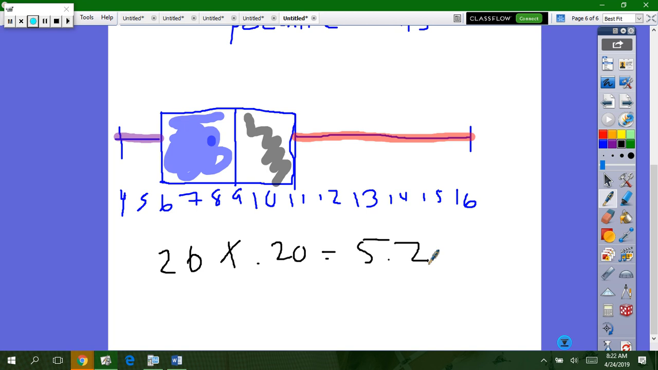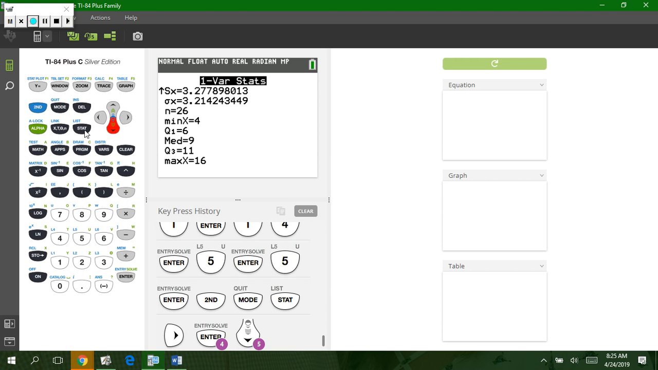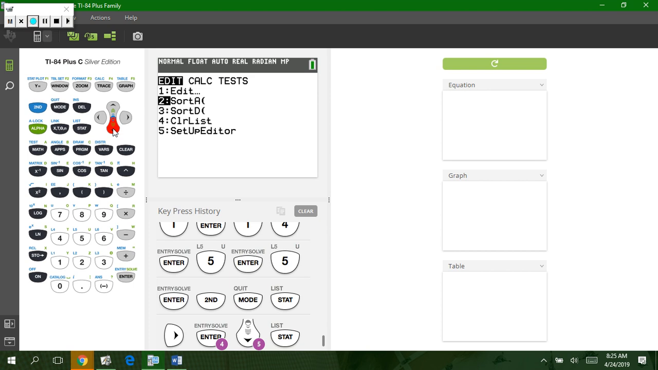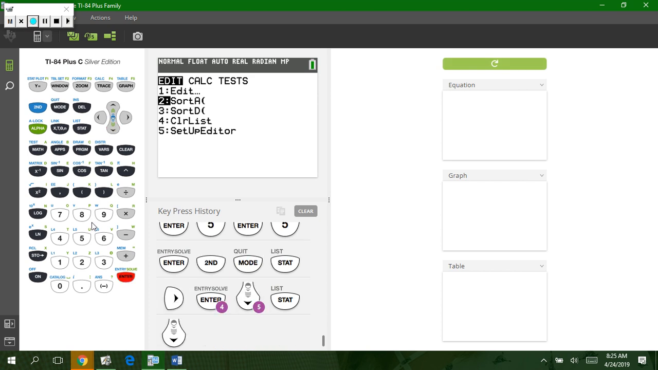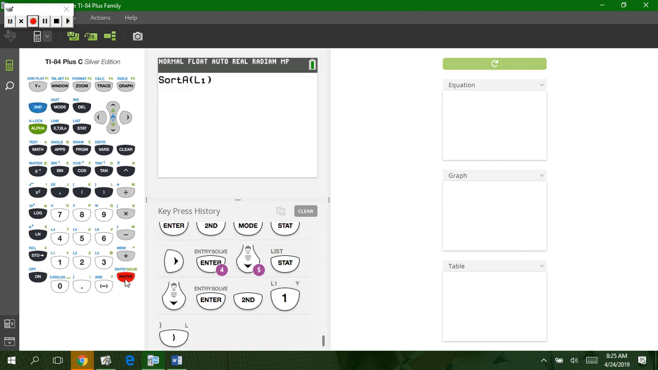Okay, 5.2. Is everybody with me on that? So I'm going to go back to my calculator, look at my stats, and go down and do sort ascending. What does that mean? Lowest to highest, right? I'm going to sort ascending, hit enter, and then I want L1, because that's where I put my data. It says it's done, so as I look at the edit, notice it's all in order now, isn't it? Is everybody with me on that?